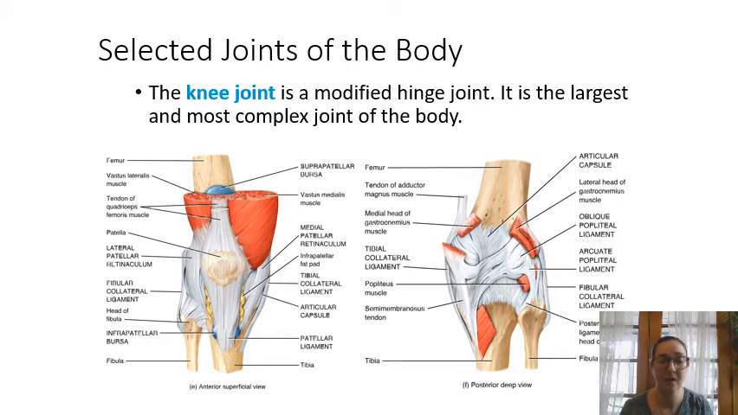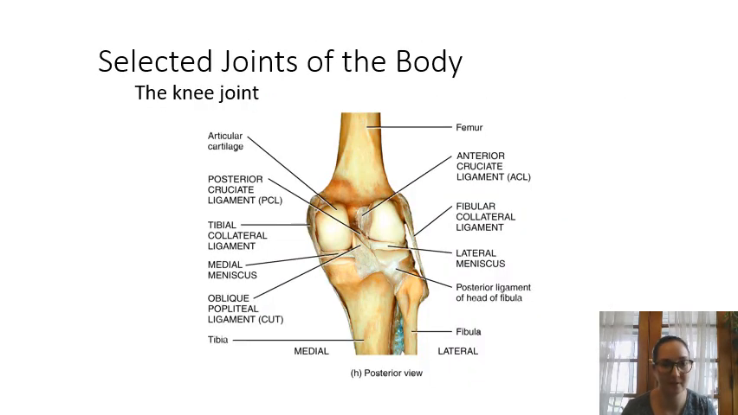So we can see a whole bunch of these ligaments that are holding the joint together and protecting that joint and hopefully keeping us up on two feet. Here's a posterior view of it so that we can see some of those ligaments a little bit better holding the joint together.